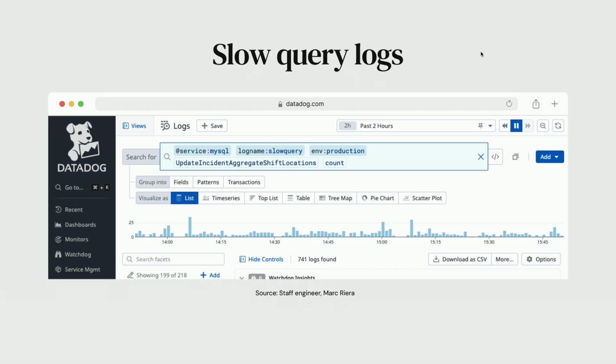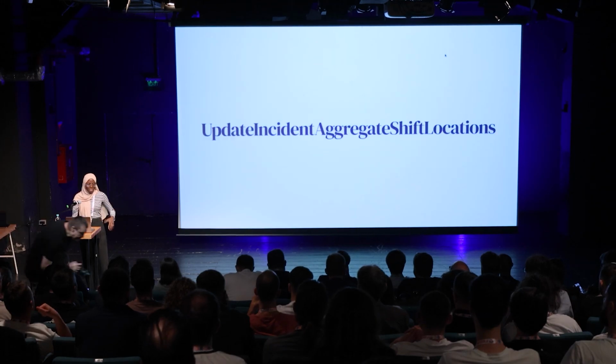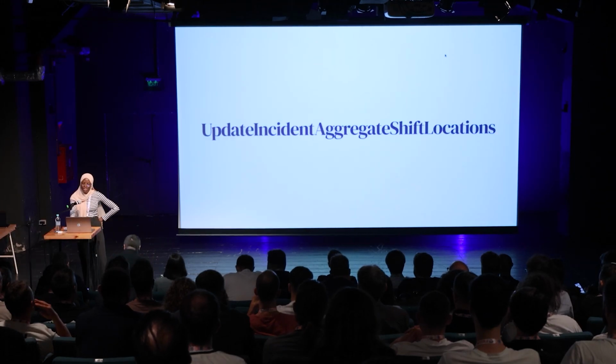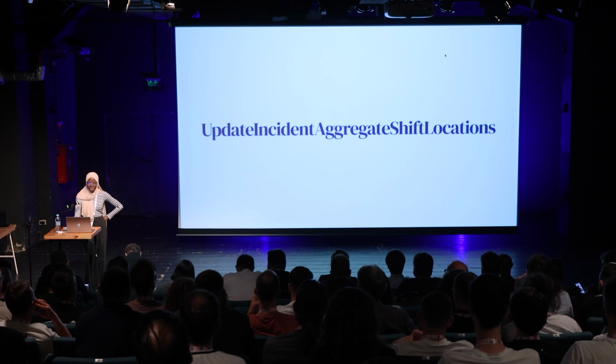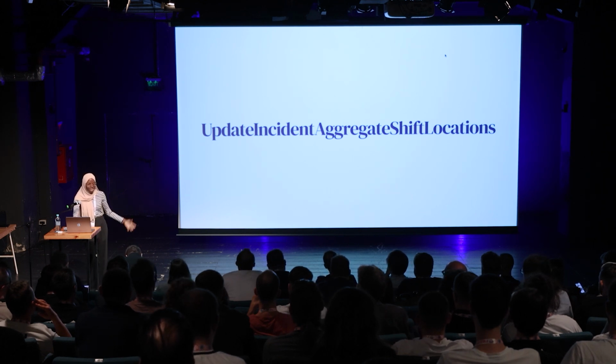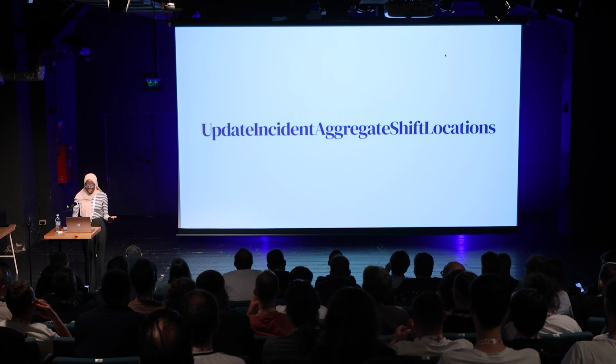It was taking 8 seconds, and if you remember our threshold values, anything beyond 5 seconds is tagged as a slow query, according to our platform team. The name of this particular service is the Update Incident Aggregate Shift Location Service. I know it's a mouthful, so that's why it requires a slide of its own.